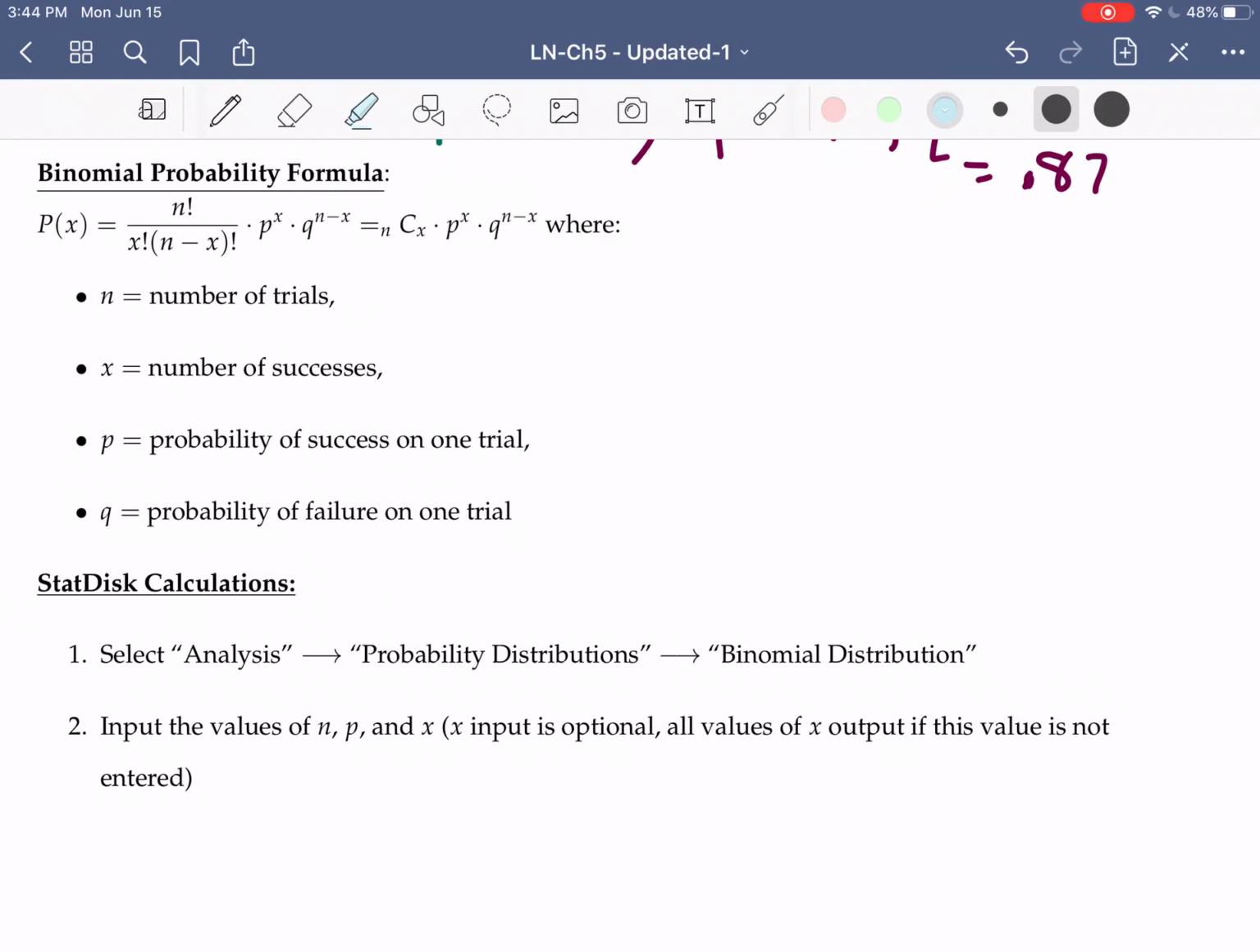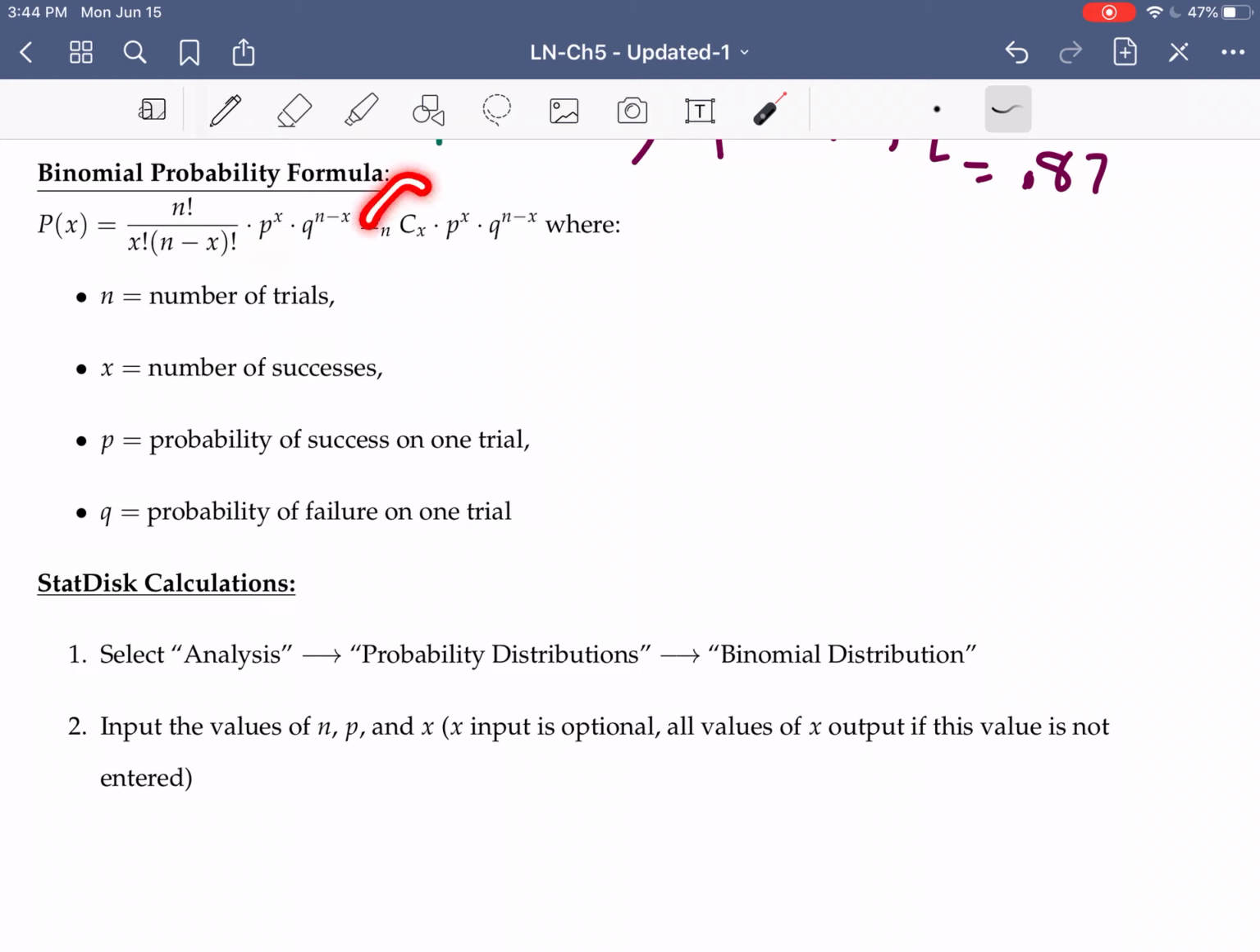In this video, we're going to take a look at some calculations that we will do with binomial probability distributions. So in particular, how do we find the probability of a specific number of successes? We find that using this formula. It's really ugly. It involves factorials in multiple places, has p to the x and q to the n minus x.